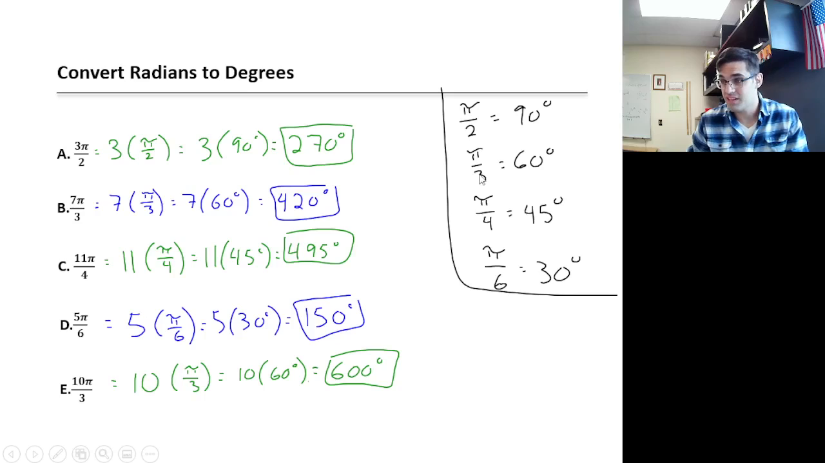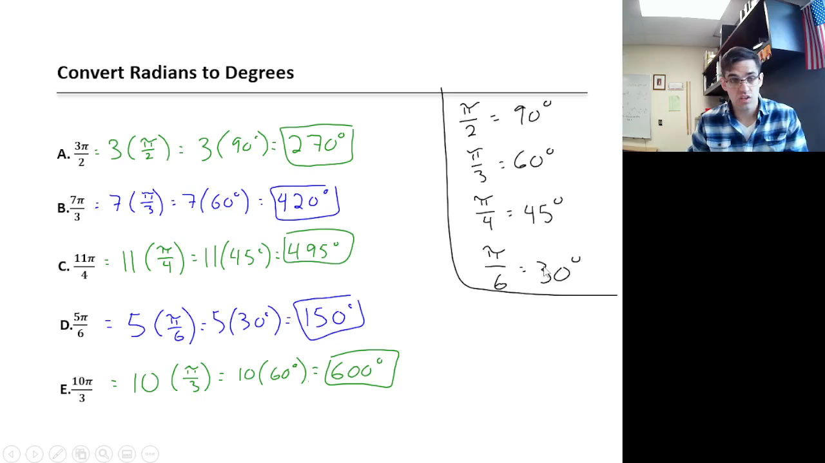Pi over 3 is 60 degrees, so 7 pi over 3 would be 7 times pi over 3, or in degrees would be 7 times 60, or 420 degrees. Not bad, eh? If pi over 4 is 45 degrees, then 11 pi over 4 would be 11 times pi over 4, which in degrees is 11 times 45, because pi over 4 is 45. And then 11 times 45 is 495.